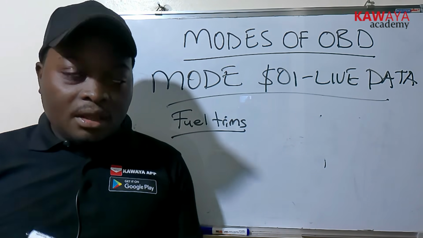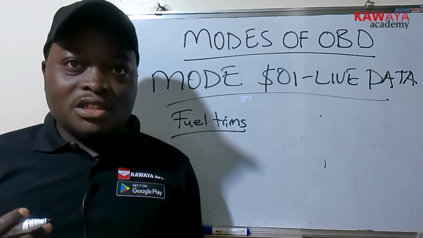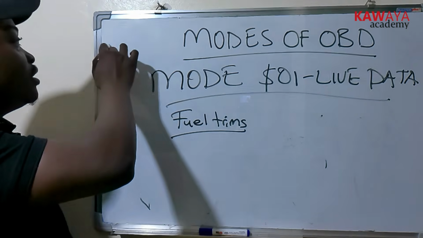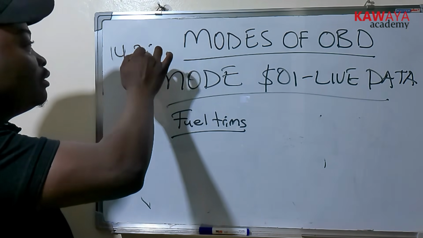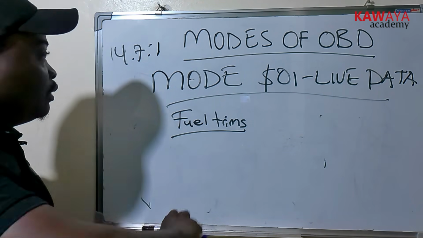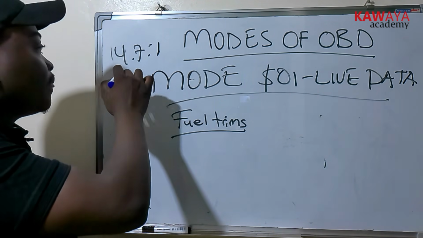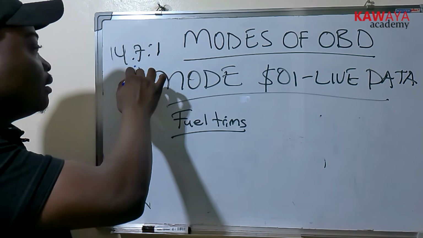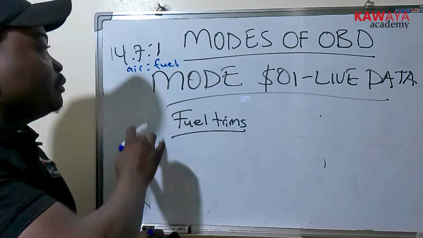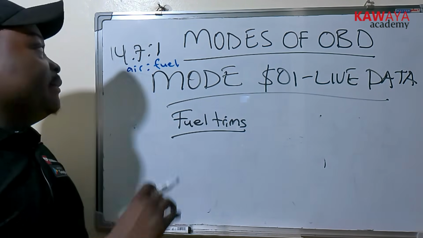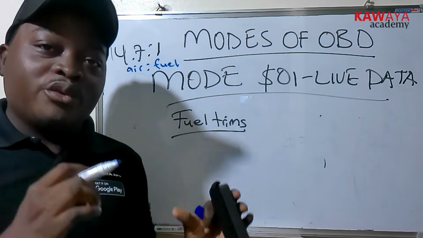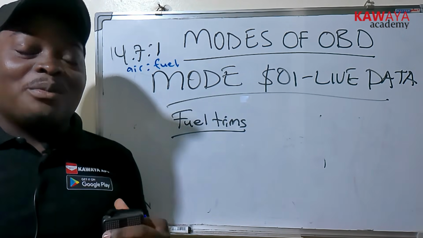And this is all performed in order to maintain the stoichiometric ratio. The stoichiometric ratio is 14.7 to 1. This is the ratio of air to fuel in an engine, meaning in an engine you need 14.7 grams of air and 1 gram of fuel to make a perfect fuel-air mixture that will give you the optimum power.